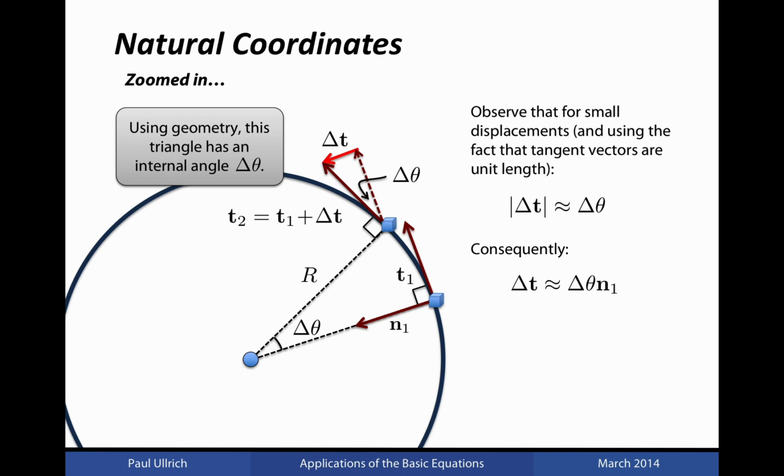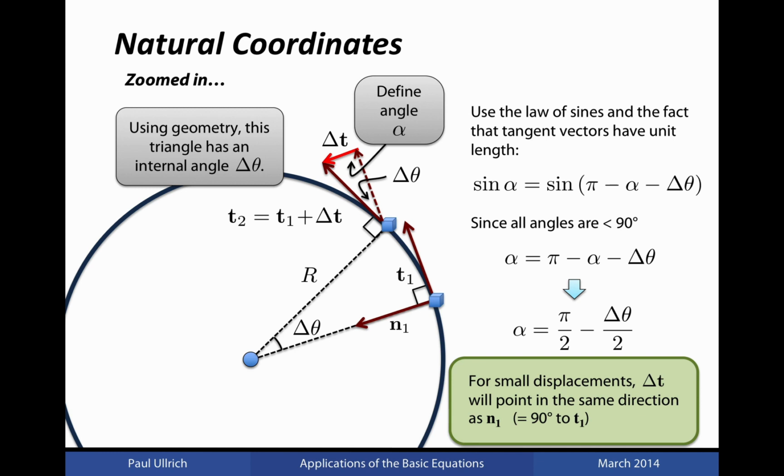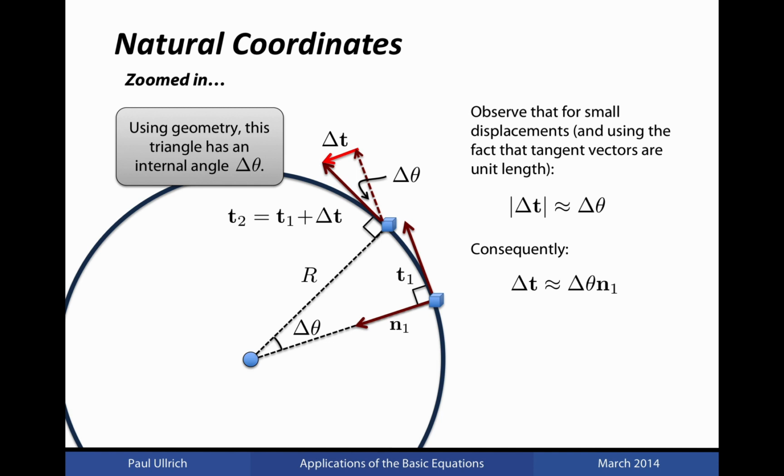However, for small displacements, and using the fact that the tangent vectors are of unit length, from this previous expression the magnitude of delta t is approximately given by the angle subtended by these vectors, and consequently the vector itself is approximately given by the angle subtended times the normal vector defined at the initial position. That is, if we assume that the angle alpha is approximately 90 degrees, as is the case for very, very small values of delta theta, then we can conclude that the length of this tangent vector difference is given by delta theta, and consequently that delta t is approximately equal to delta theta times n1, which is a unit vector in the normal direction at the initial position.